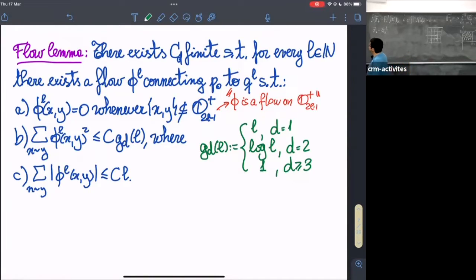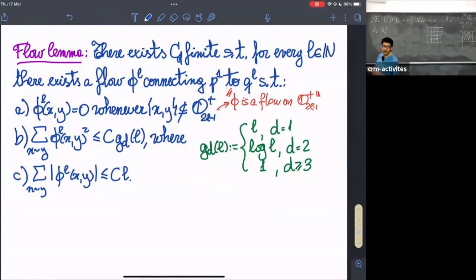Okay, but here I'm not pursuing the optimal flow. One which is near optimal is going to be good enough. So the flow lemma says that there exists a constant that does not depend on L, such that we can connect P0. I'm calling P0 the unit mass at zero, right? Actually, it coincides with the definitions we did before. Maybe not zero, but one, actually. So the single mass at the origin with the measure QL, such that these three properties happen.